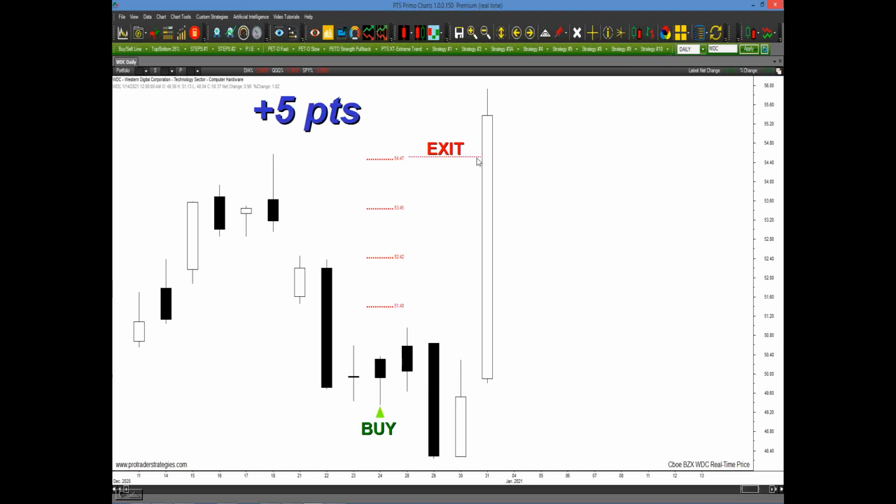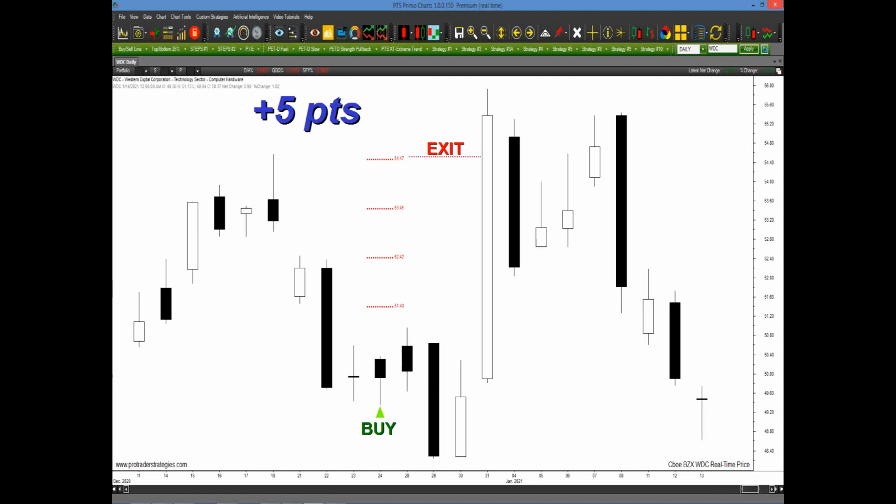Now, I know a lot of you would say, well, Steve, 5 points, that's not very much. I see other stocks are making hundreds of points. Why am I exiting here? Well, you don't have to. We have other exiting techniques. But in volatile markets, this works very well because look what happens.